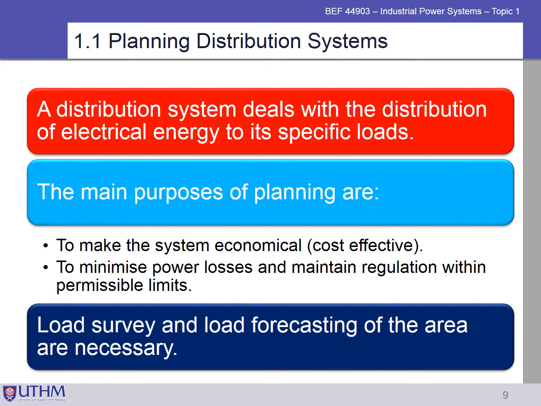A distribution system deals with the distribution of electrical energy to its specific loads. The main purpose of planning is, first, to make the system economical and cost effective, and second, to minimize power losses and maintain regulation within permissible limits. Load survey and load forecasting of the area are necessary to make sure that the supply is enough to cater the load.